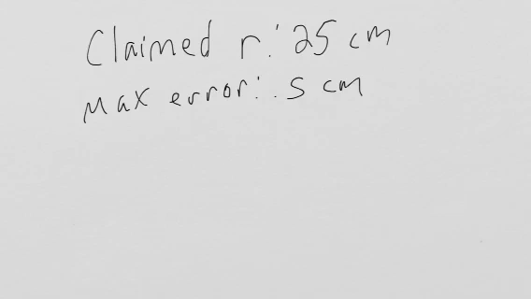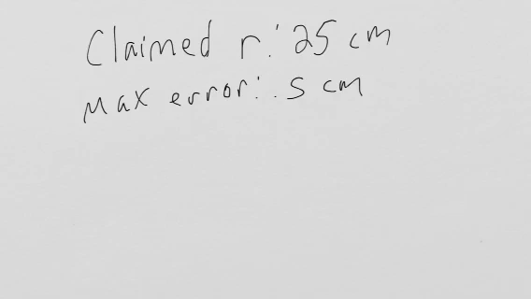So maybe they'll have a radius of 25.5 centimeters, or maybe they'll have a radius of 24.5 centimeters. But it'll never be a bigger error than that. So we want to figure out the maximum quantity of pizza we could lose if they make this maximum error. And to approximate this, we're going to use the idea of differentials, linear approximation.